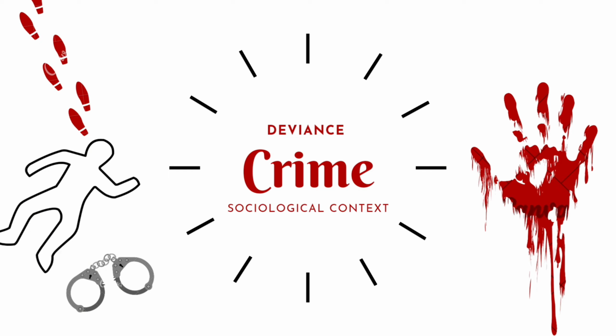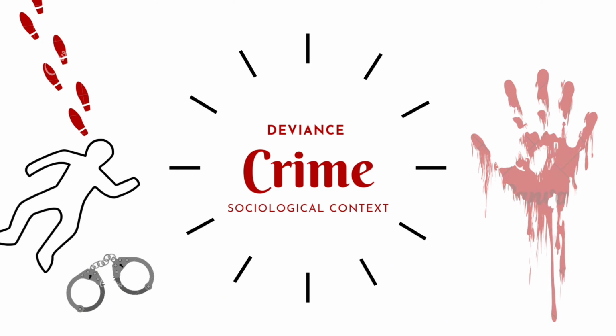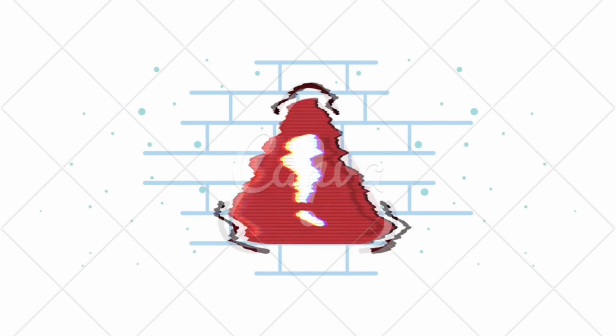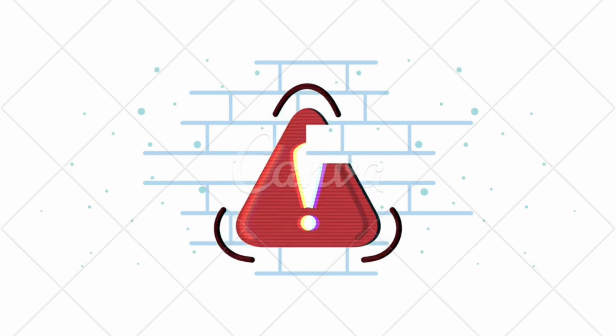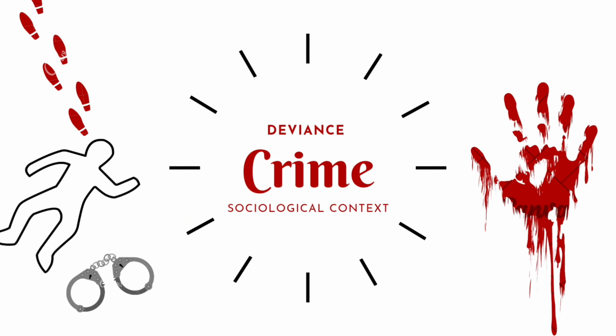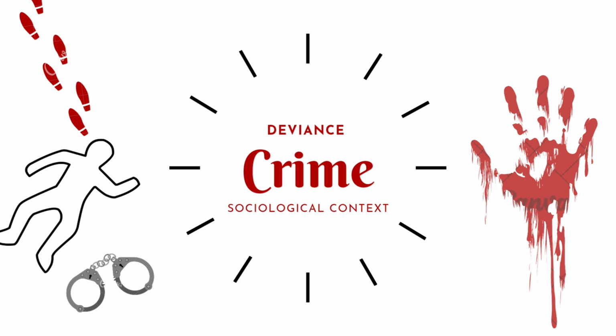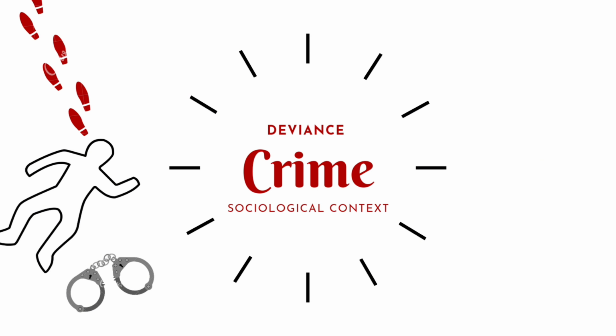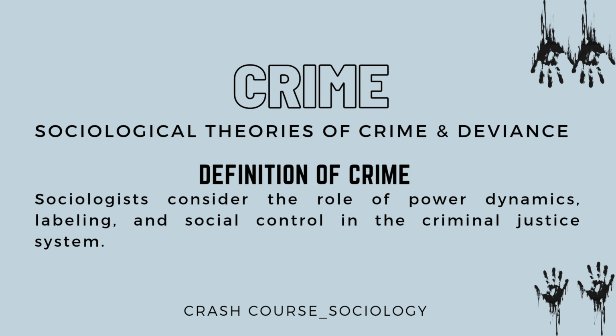In a sociological context, crime is often studied as a social phenomenon shaped by various factors such as social structures, institutions, and cultural norms. Sociologists explore how crime is defined, who defines it, and how societies respond to criminal behavior. They analyze the social conditions that may contribute to criminal behavior, including poverty, inequality, and lack of access to education. Moreover, sociologists consider the role of power dynamics, labeling, and social control in the criminal justice system.